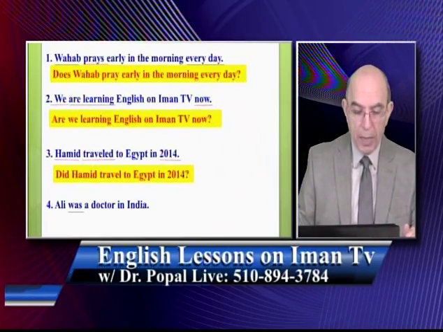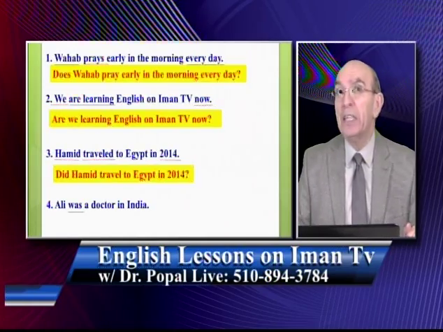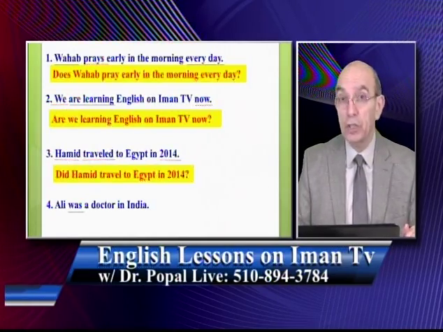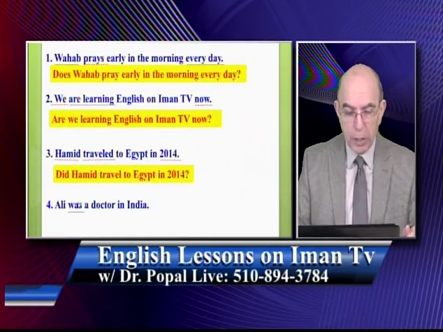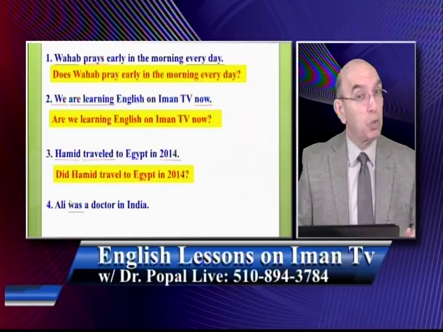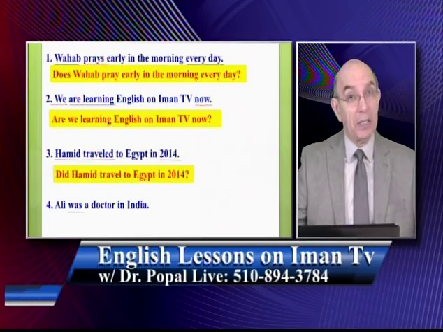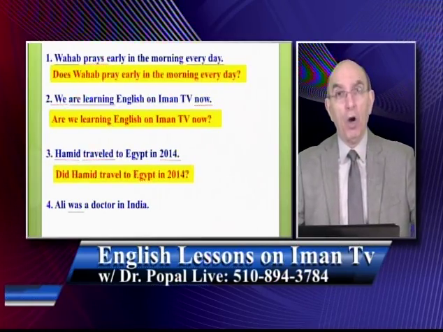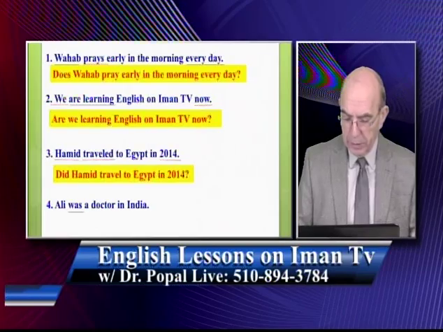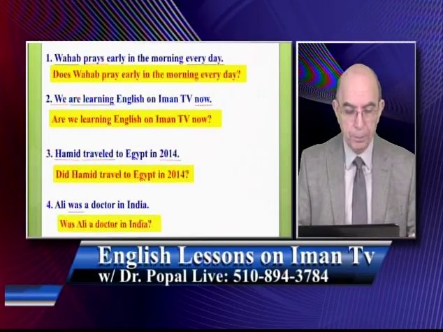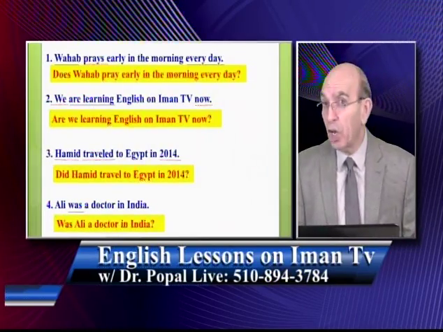Number 4, Ali was a doctor in India. So find the verb. The verb is what? Was. Is was one of the to be verbs? The answer is what? Yes. Is, am, are, was, were. So if it's a to be verb there, everything is simple. Bring was at the beginning, and that's what we get. Was Ali a doctor in India?